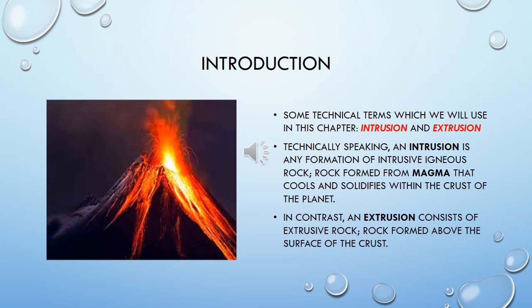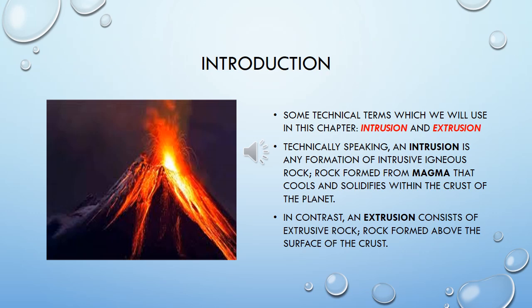Now let us discuss some technical terms which we will use in this chapter. So here I have listed two technical terms, intrusion and extrusion. Technically speaking, an intrusion is any formation of intrusive igneous rock, that is rock formed from magma that cools and solidifies within the crust of the planet. In contrast, an extrusion consists of extrusive rock, that is rock formed above the surface of the crust.